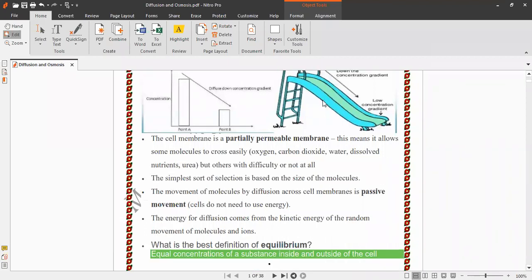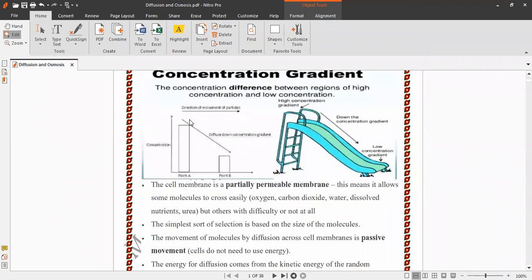So what about energy here? The energy for diffusion doesn't come from the cell, from respiration, but comes from where? It comes from the kinetic energy of the random movement of molecules and ions, from collisions between molecules and between ions. So here particles can move from high to low concentration, down the concentration gradient.